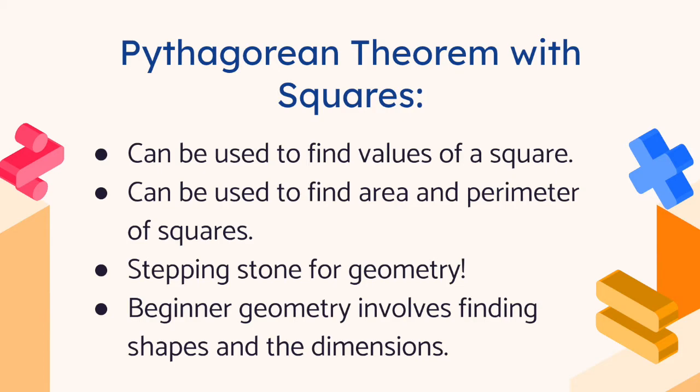Pythagorean theorem is also helpful because it can be used to find the values of a square. Once you find one value of the square side, it can be used to find the area and perimeter because the square has all equal sides. It's also a really good stepping stone for geometry as well because beginner geometry involves finding shapes and their dimensions.